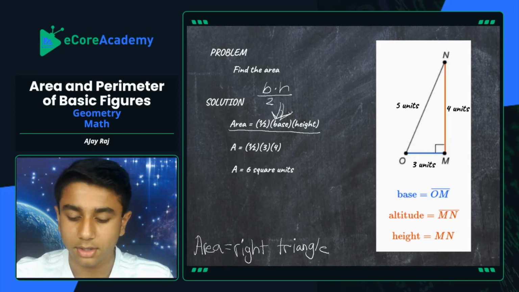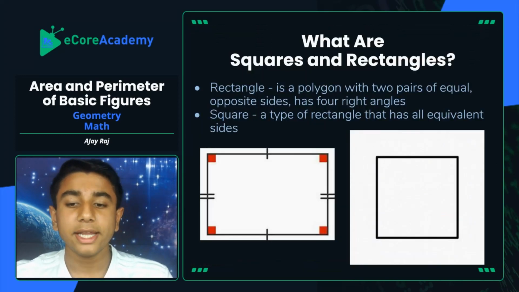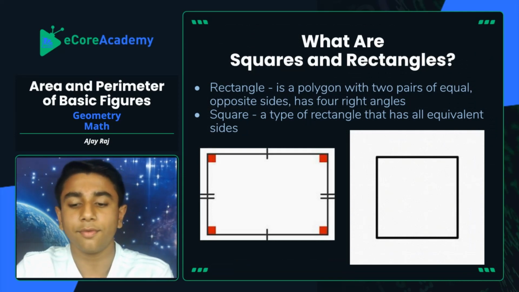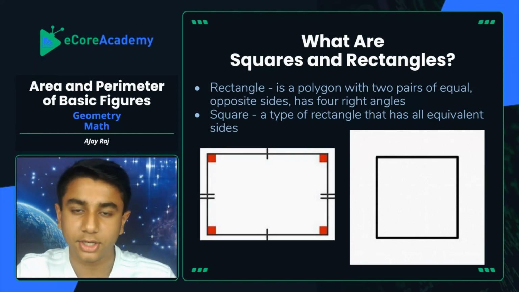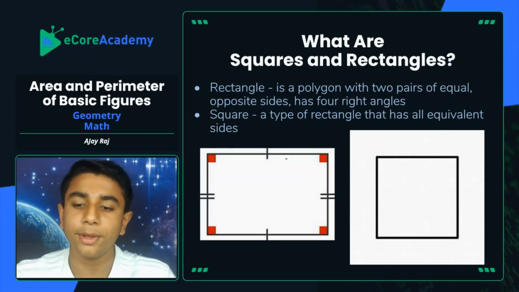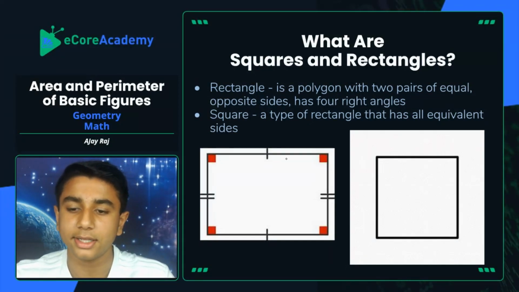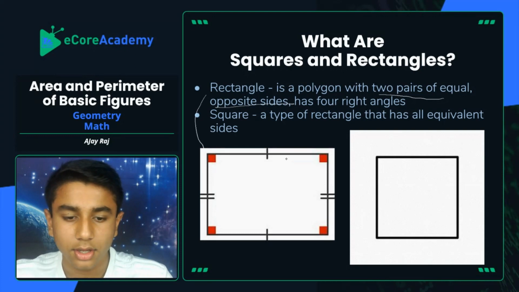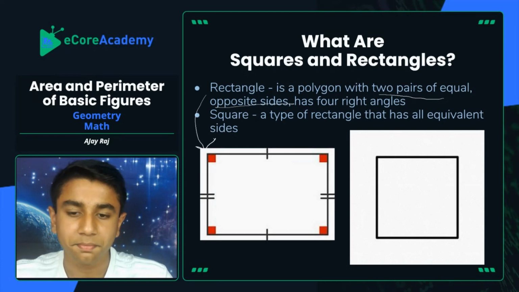Moving on to our next two figures, we have the squares and rectangles. These are the next two basic figures. There are 3 that I'm mentioning today, and these are the last 2. Our first figure is a rectangle, which is a polygon with 2 pairs of equal opposite sides. As you can see here, this is a rectangle.